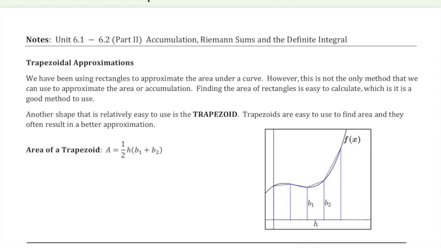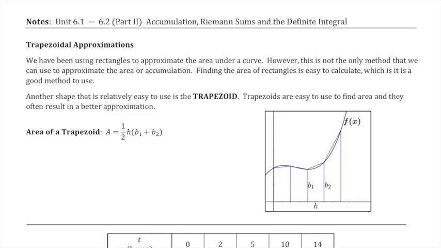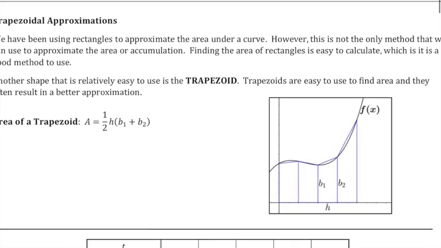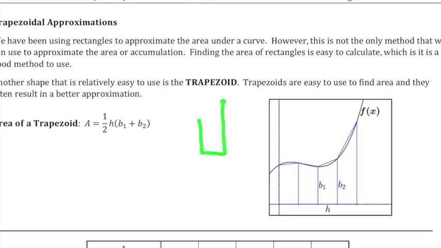Hey, this is part two of accumulation and Riemann sums and definite integrals. We're going to be exploring trapezoidal approximations and their advantage over Riemann sums and rectangles. Now, again, remember, trapezoids are figures with one pair of parallel sides, and it has a base.